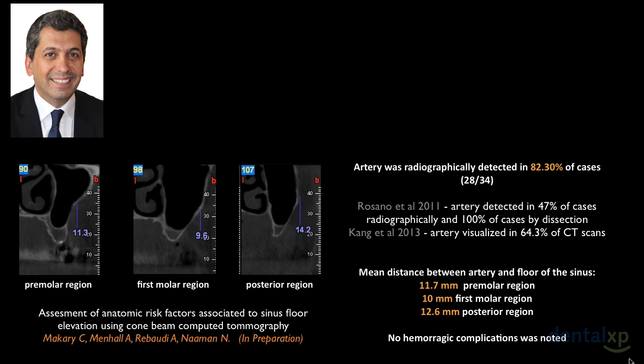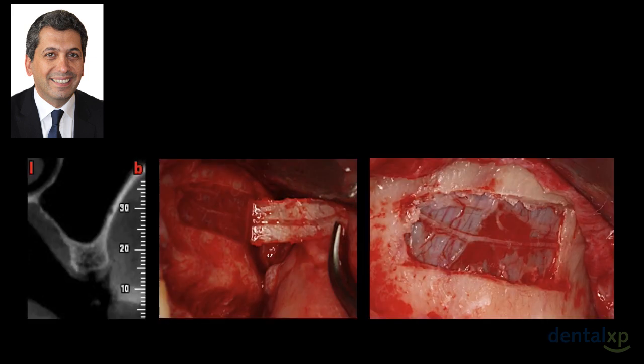The mean distance between the artery and the floor of the sinus was 11.7 millimeters in the premolar region, 10 millimeters in the first molar region, and 12.6 millimeters in the posterior region. It is important to note that in all of our cases, we had no hemorrhagic complications noted during the surgery, which means that we never really had a hemorrhage that was threatening or very annoying for us during the surgery, even though the artery was here.